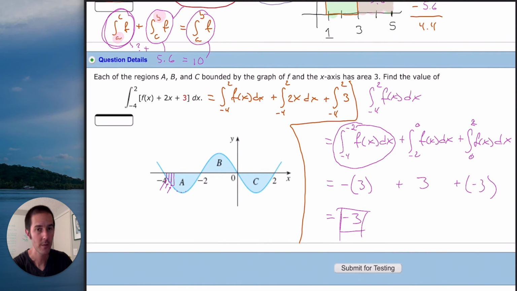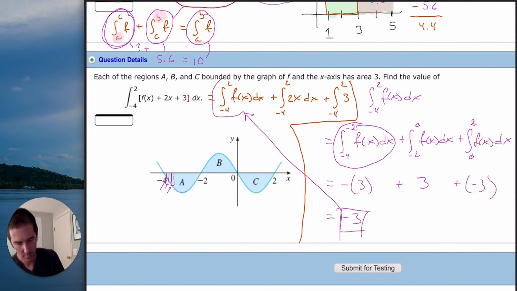I sure hope that's clear, because if you're raising your hand right now, I can't see you. All right, so that is just this integral, integrating our function f from -4 to +2.